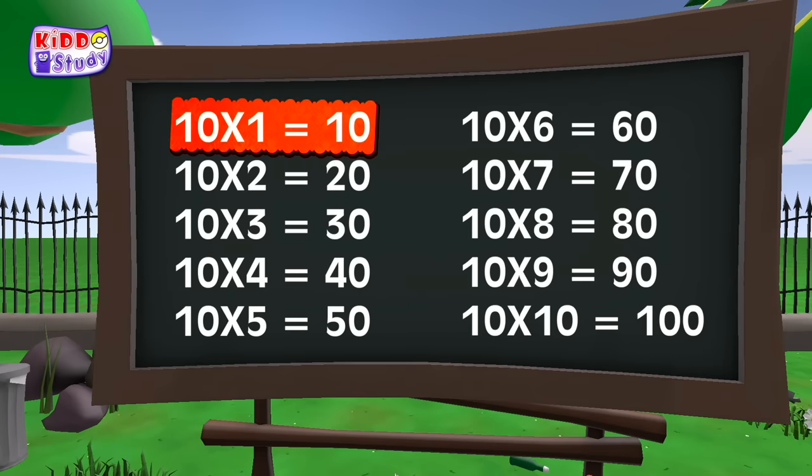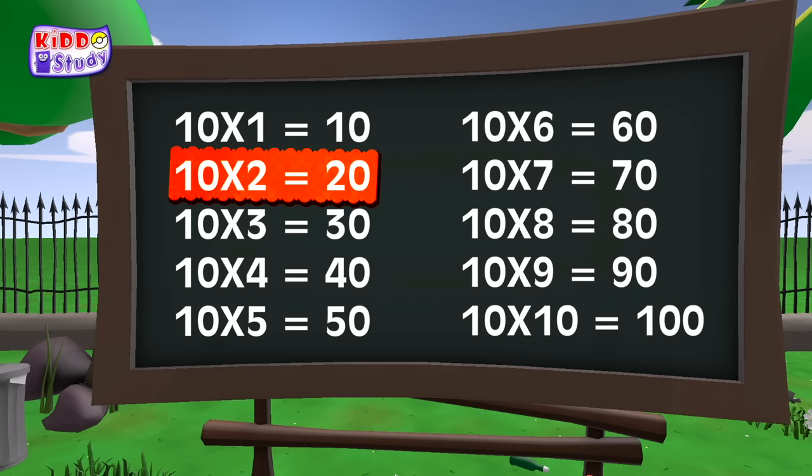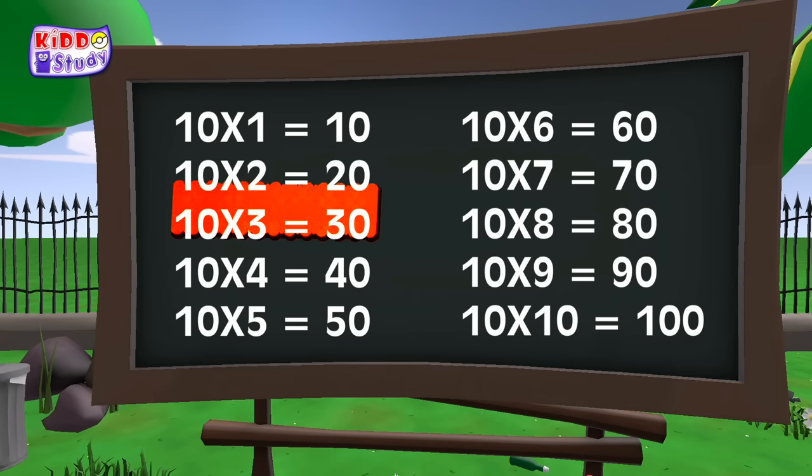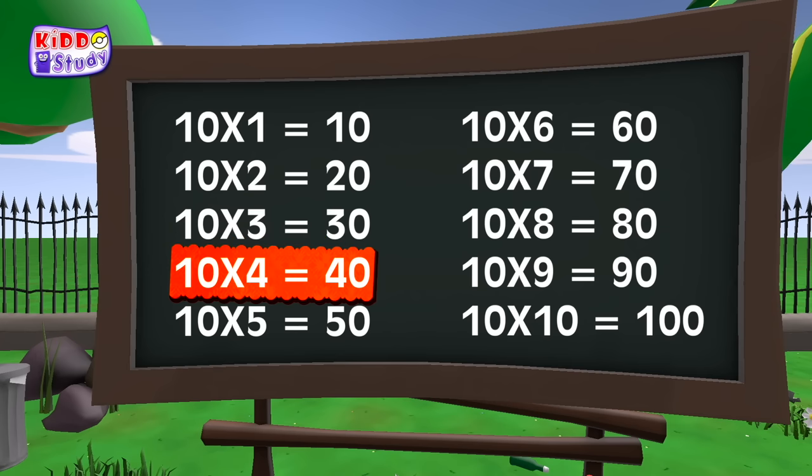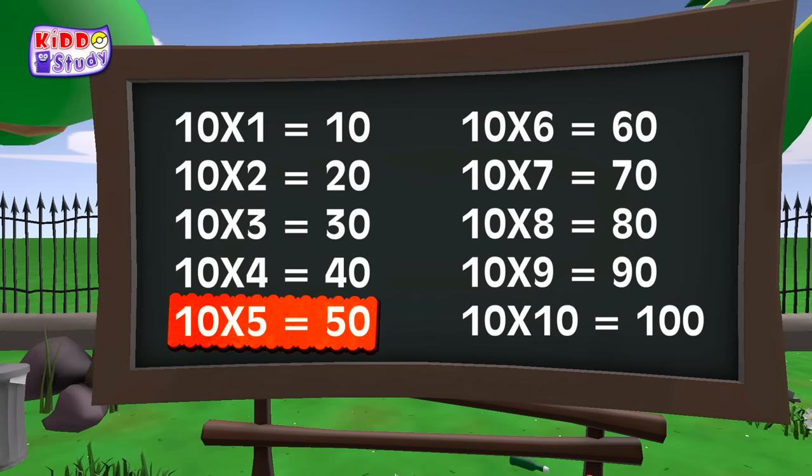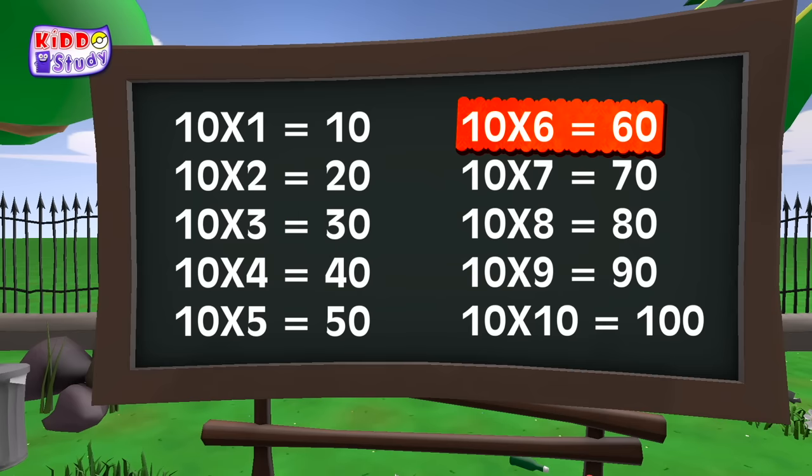10 ones are 10. 10 twos are 20. 10 threes are 30. 10 fours are 40. 10 fives are 50. 10 sixes are 60.